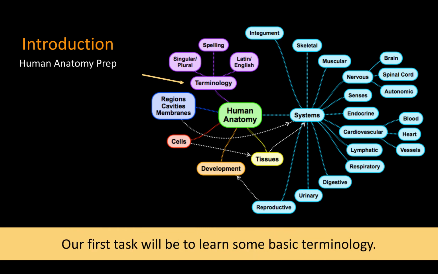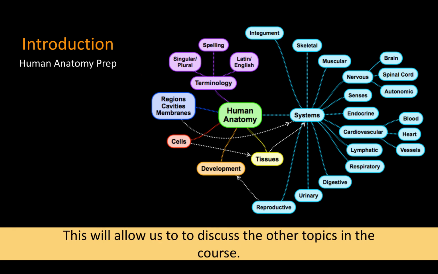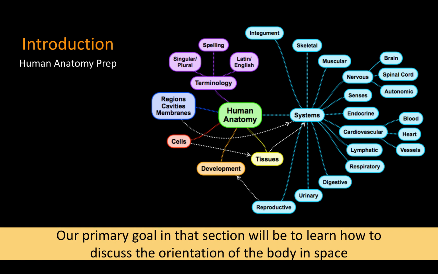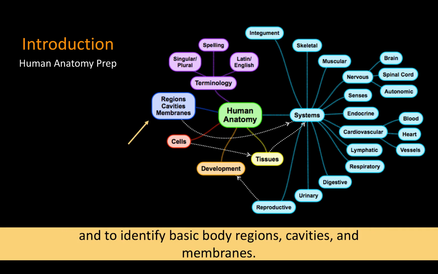Our first task will be to learn some basic terminology. This will allow us to discuss the other topics in the course. Our primary goal in that section will be to learn how to discuss the orientation of the body in space and to identify basic body regions, cavities, and membranes.